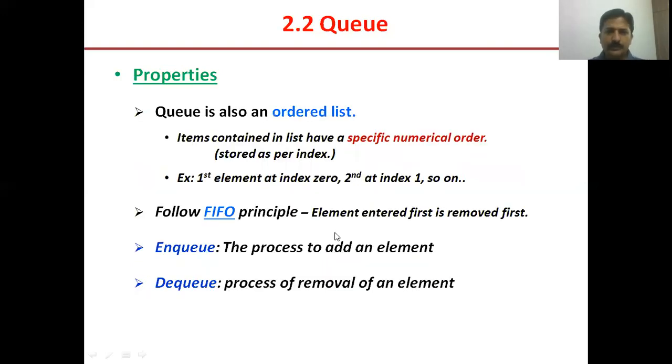So what are the properties of the queue? You can say a queue is also an ordered list. Now what do you mean by ordered list here? Ordered doesn't mean a sorted list here. Values need not be sorted. What it means is that items contained in the list have a specific numerical order. That means they are stored as per the index. The first element will go at index 0, the second value that comes in the queue will go to index 1, the third value that comes will go to index 2, and so on. So the values are stored as per the index. Hence it is called an ordered list.